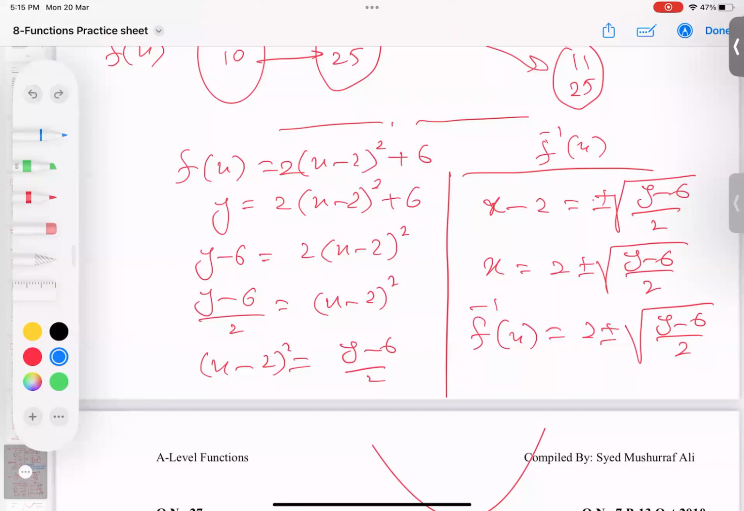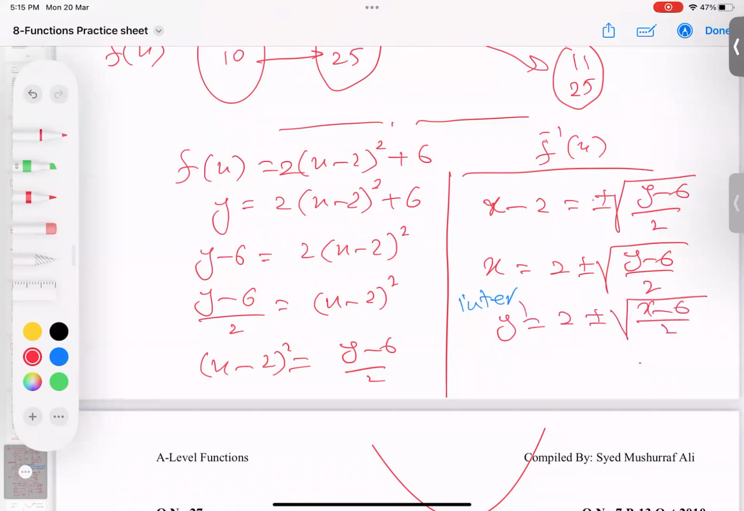Here I missed. I should write what here? This mistake I made to some extent. I should interchange. I did not interchange. Sorry for that. And write it interchanged. What is interchange, students? X becomes Y and Y becomes X. Sorry, I missed that one first. And this is called F inverse.